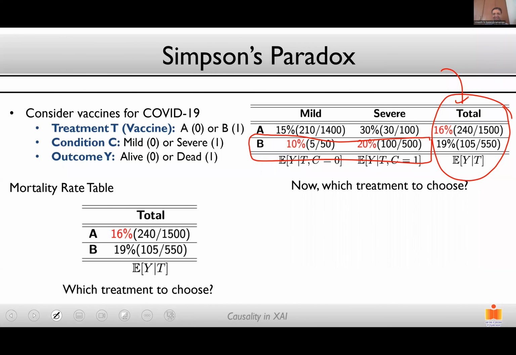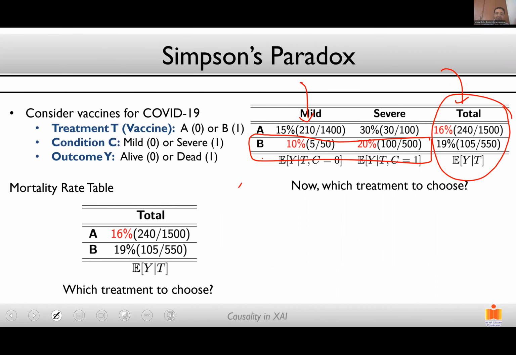Okay, why? I'd have loved for this to be more interactive, and hopefully I will be there in person. But for the moment, let me give out the answer. The reason is more mild patients took vaccine A. Just because of the imbalance of how many mild patients took vaccine A versus how many severe patients took vaccine A, because of that, the overall mortality of vaccine A went down.